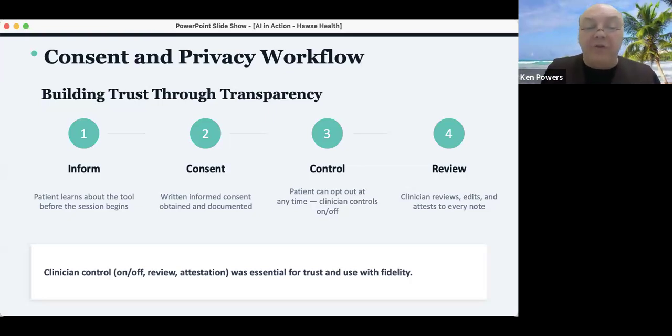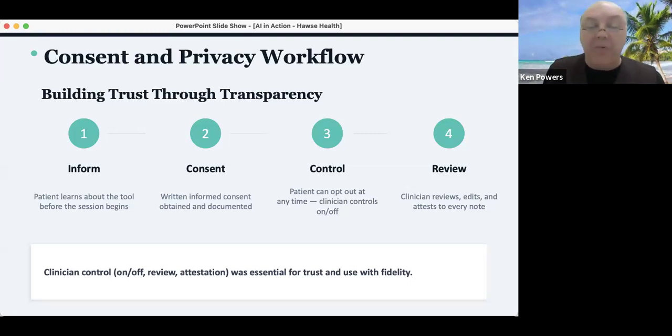So patients learn about the tool before the session ever begins. We now have that as part of our intake packet, and they have a sheet that they can read and sign off on. And so we actually have written informed consent. We obtain that with all of our patients, and we do that before we have the session.